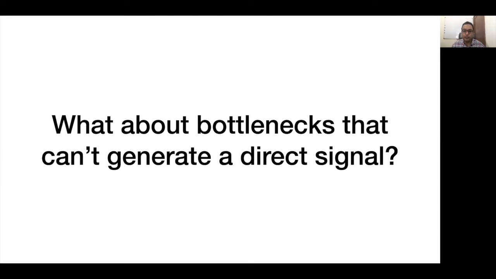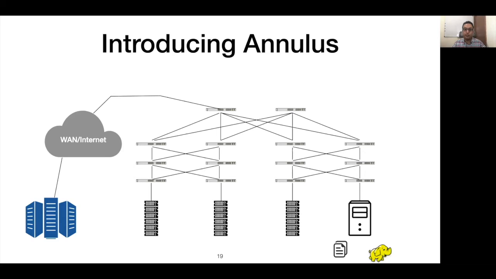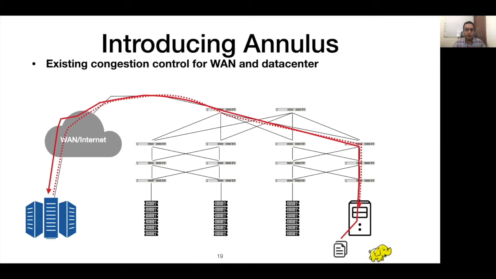The remaining question is how to handle bottlenecks that generate the direct signal, as well as bottlenecks that do not generate the signal. Annulus answers this question by relying on a dual control loop scheme. The first control loop addresses traditional types of congestion by relying on existing congestion control algorithms. In other words, WAN congestion control is used for WAN flows as the first control loop, and data center congestion control is used for data center flows as the first control loop.